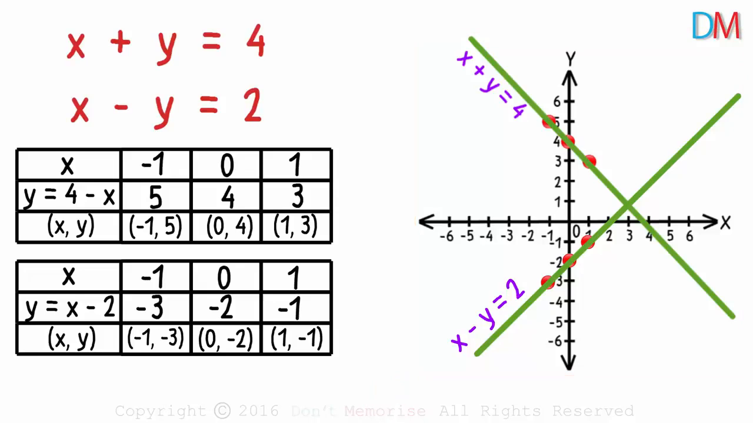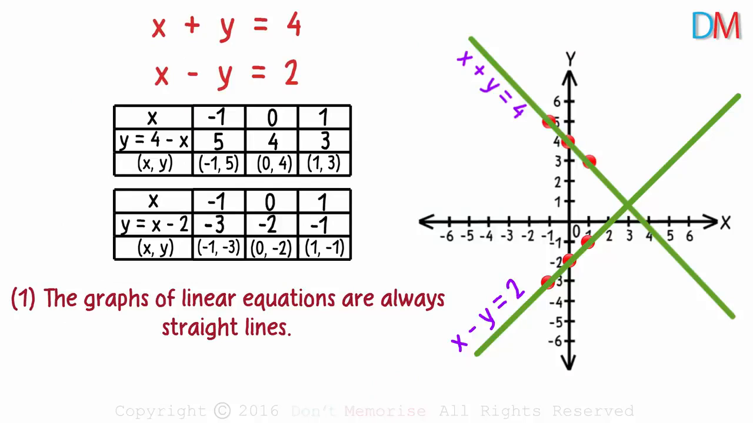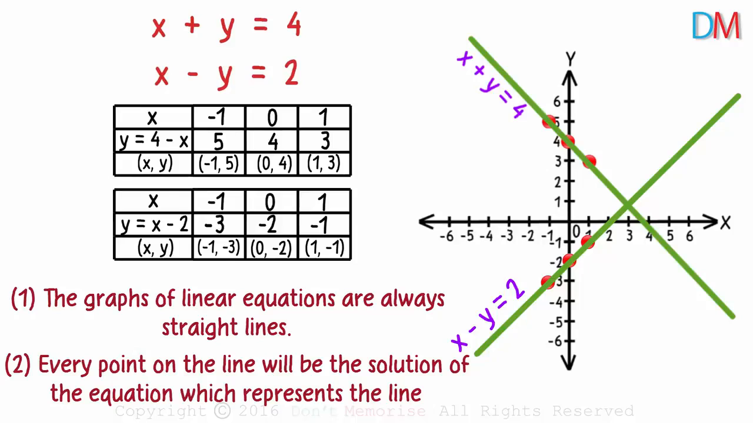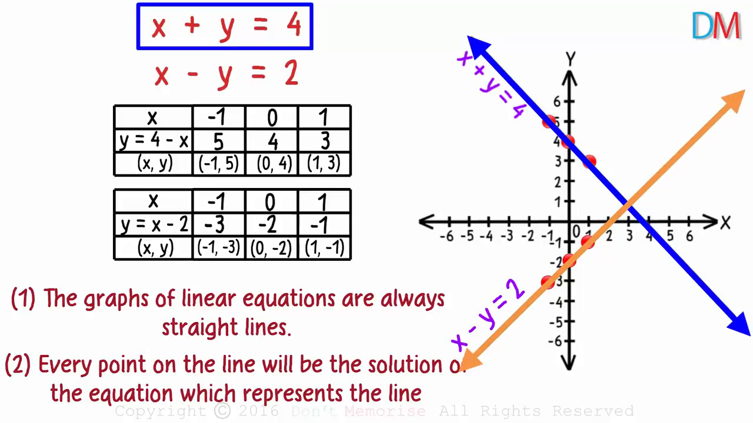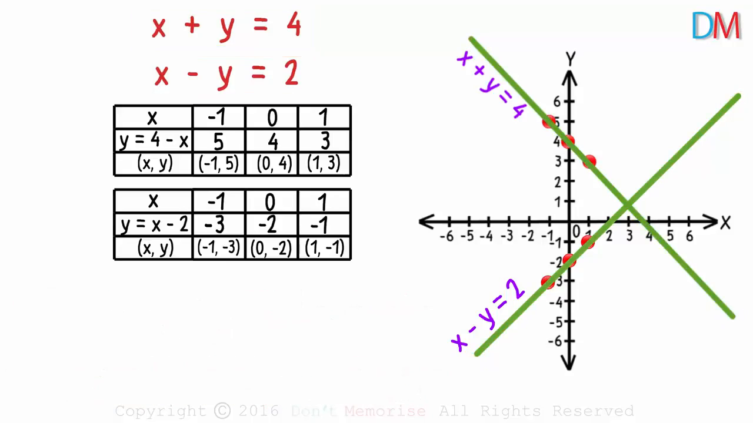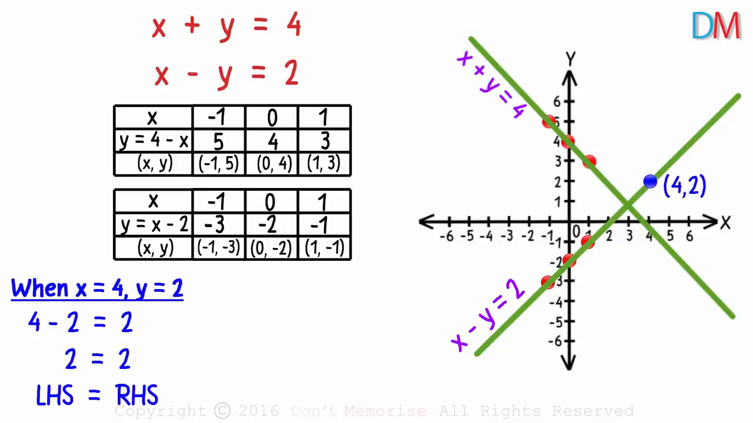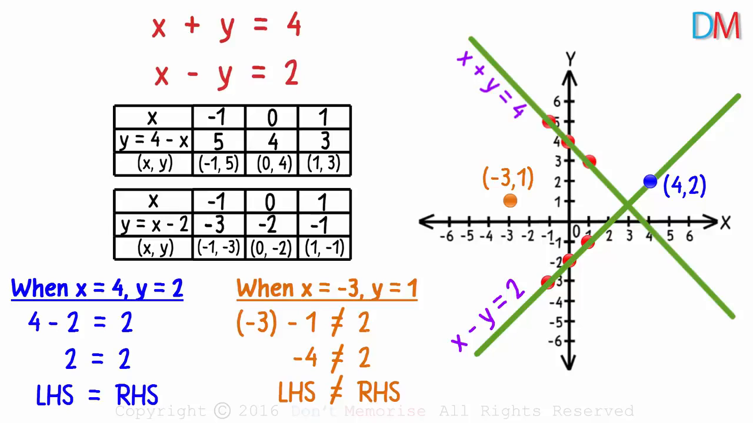Let's talk about the things we discussed in the previous video. The graphs of linear equations are always straight lines. Next, every point that lies on this line will be a solution for the equation x plus y equals 4. And every point that lies on this line will be a solution for the equation x minus y equals 2. For instance, (4, 2) will be a solution for the equation x minus y equals 2. 4 minus 2 is 2. And what about the points that lie on neither of the lines? Easy. They will not be the solutions for either of them.